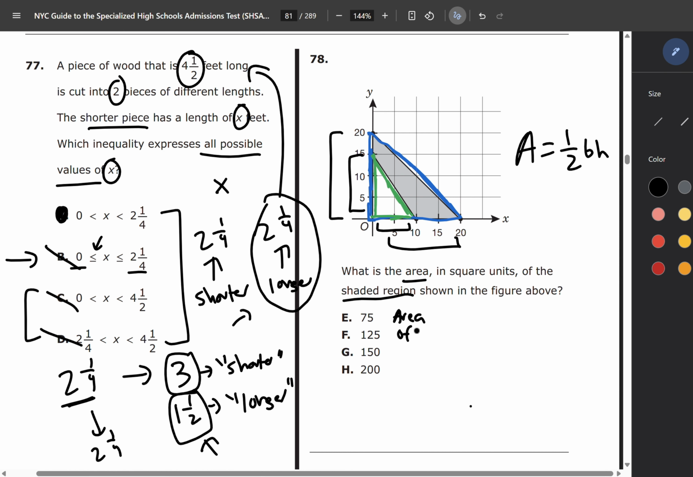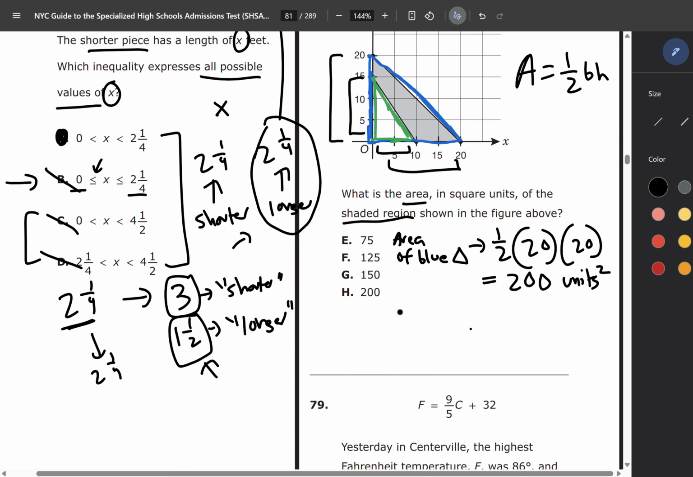Area of blue triangle. So we know that it is 1/2 times base. It doesn't matter what you call the base and height here because you're just multiplying them. So 1/2 times 20 times 20. And that is equal to 20 times 20 is 400 times 1/2 is 200. It says square units, so we're going to call this units squared, okay?